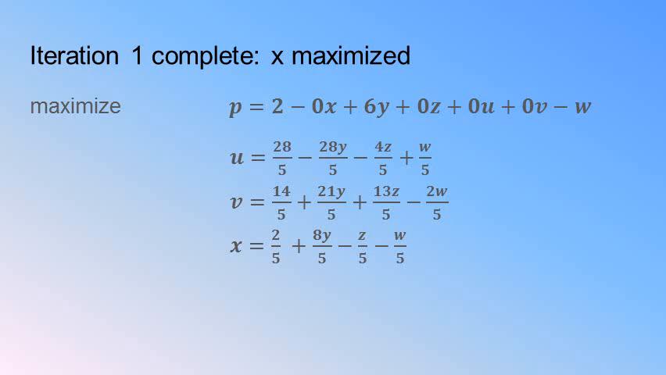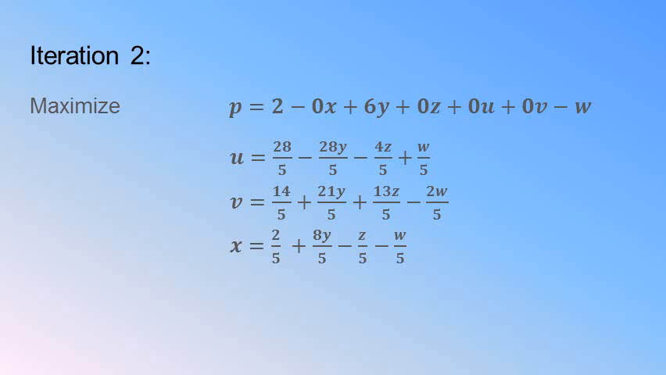We have just completed the first iteration of the simplex algorithm, where we have maximized the value of x. In the process, x has become a basic variable, and the value of the objective function has increased from 0 to 2. We are now going to repeat the process and increase another variable. Take a look at the objective function again. Which variable do you think we are going to increase the value of?